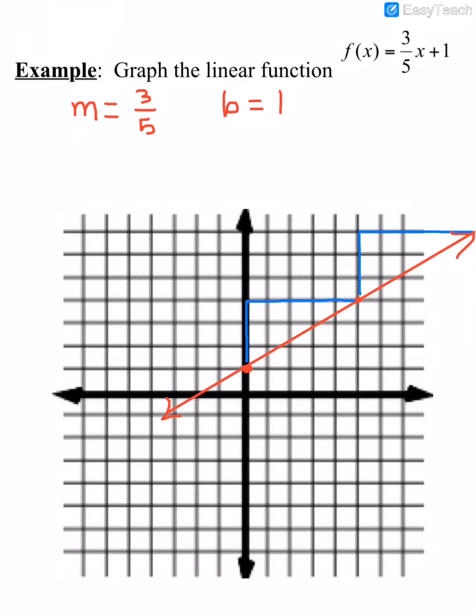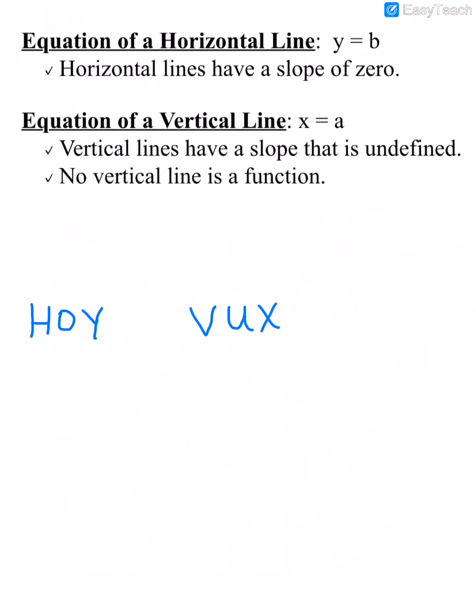Now, I have a way to help you remember all of this stuff about horizontal and vertical lines, and it's using this little acronym, HOY, VUX. And let me tell you what that stands for. So HOY stands for horizontal lines have a slope of 0, and all horizontal lines, the equation is y equals some number.